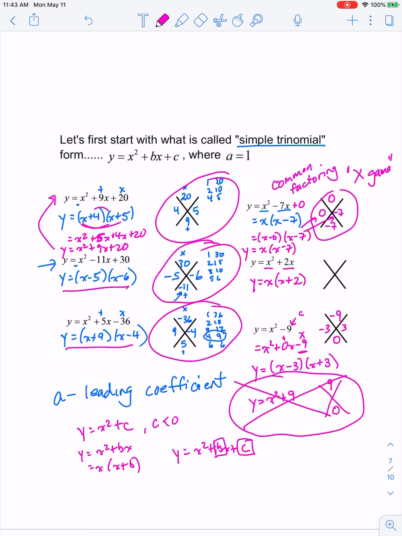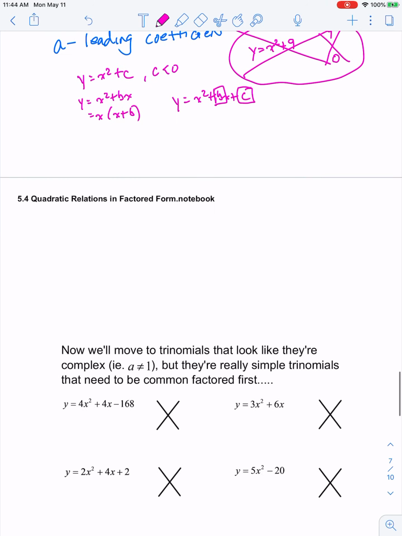Sometimes maybe just write down what the pairs of numbers are. So you don't have to write down that little X game if you don't want to. If you can see right away, like for the second one, two numbers that multiply to give you positive 30 and add to give you negative 11 are negative 5 and negative 6, you can just write down the answer right away. Okay? All right, let's go.